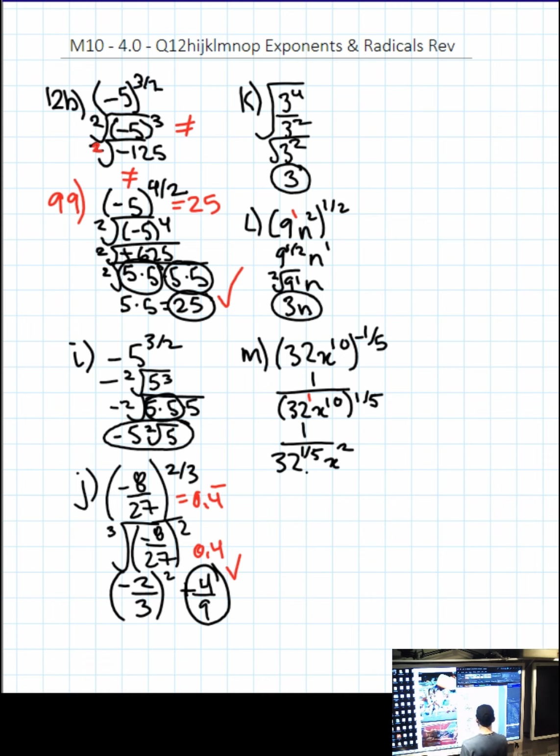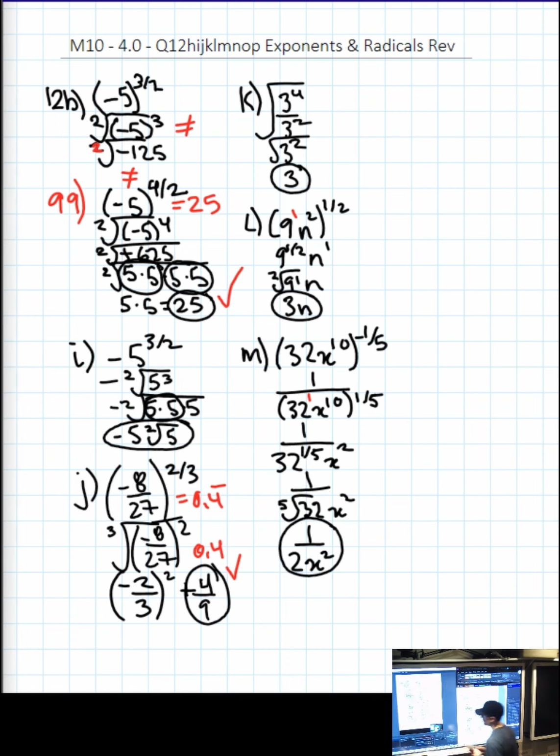Okay, now I can convert it. So we have 1 over, we have the 5th root of 32, all by itself on the bottom, x squared. The 5th root of 32 is just 2. Because 2 times 2 times 2 times 2 times 2, 5 2's multiplied together is 32. 1 over 2x squared. Circle your answer. Okay, these things are getting complicated looking.